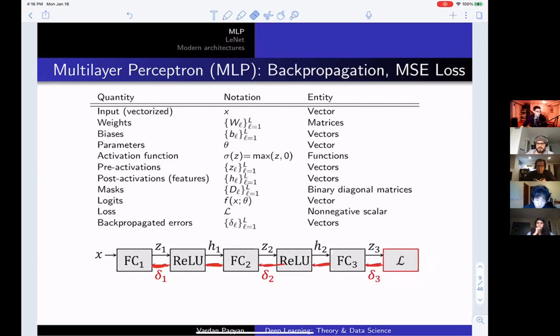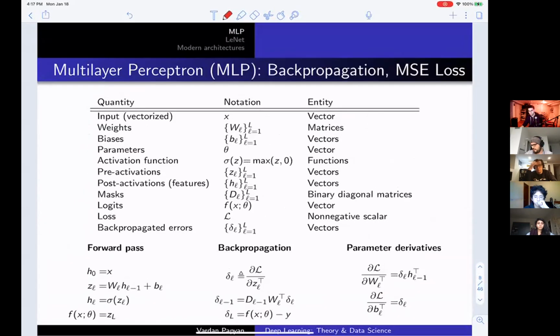Now, why are we doing this calculation? Because if we know the derivative with respect to these different pre-activations Z, so if we know, for example, the derivative with respect to Z3, then based on this derivative with respect to Z3, we can write the derivative with respect to the weights and bias of this layer. So the first step is you calculate the backpropagated errors, delta 1, delta 2, delta 3. And once you know all of these backpropagated errors, you can calculate the derivative with respect to the weight matrix and with respect to the bias.